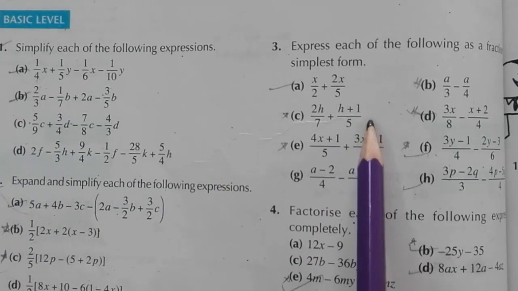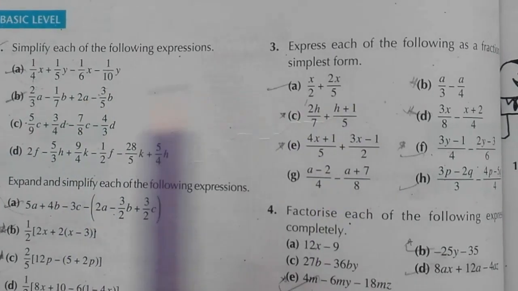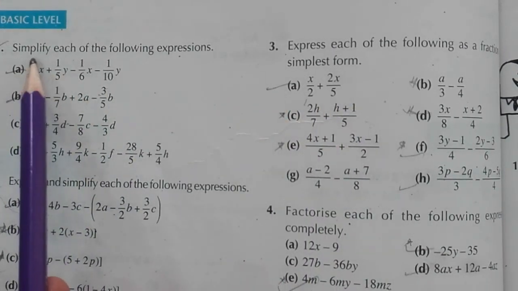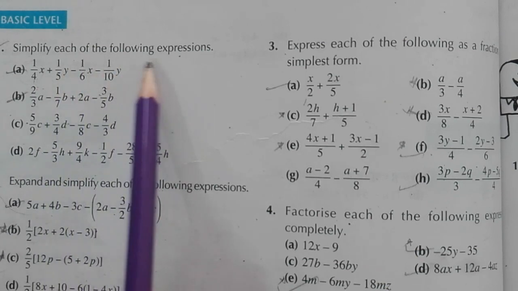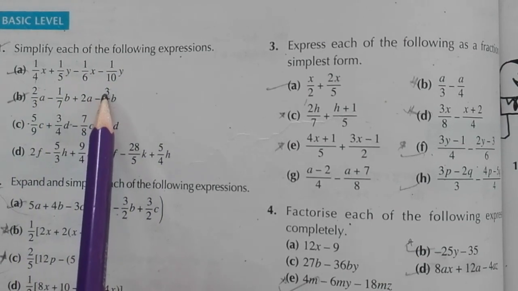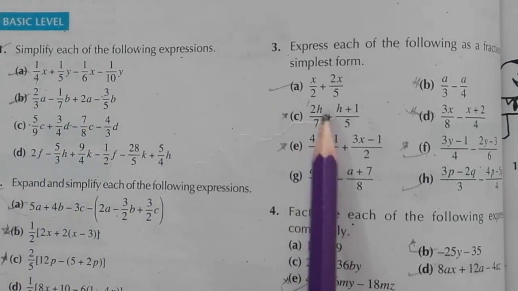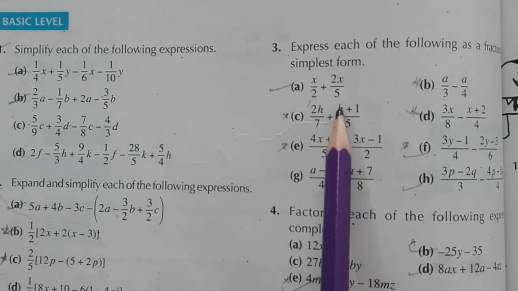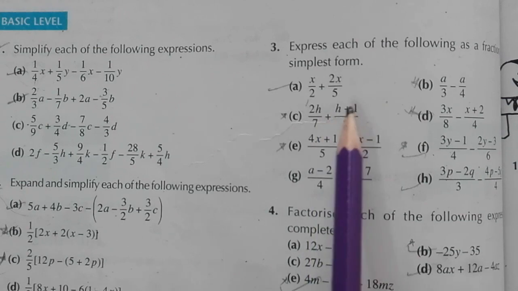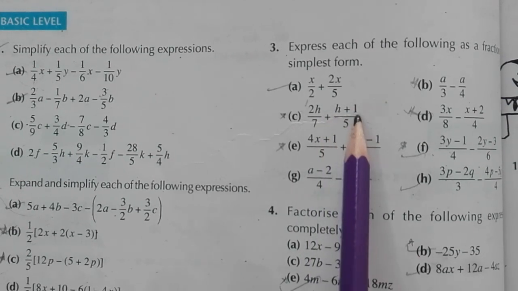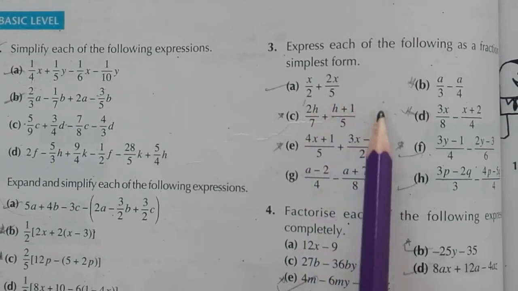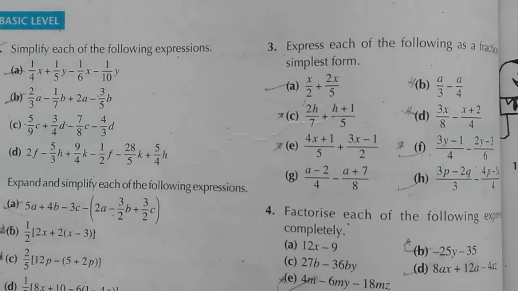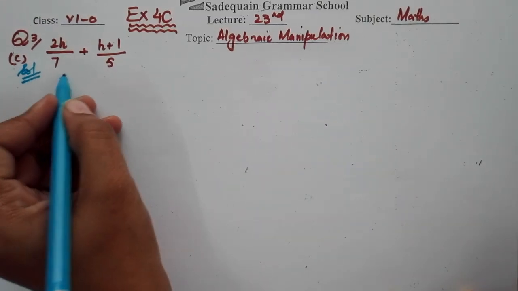Okay, so these questions are just similar to this one, but the difference is that there you were given only one value in the numerator, like 2, 1, or 3. Here, sometimes we have more than one term in the numerator, like h plus 1. We have two values in the numerator. So this is the only difference, but the method will remain the same. So let's start the solution.